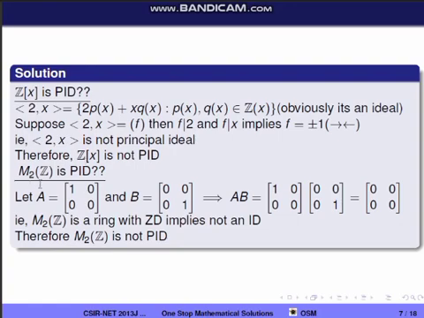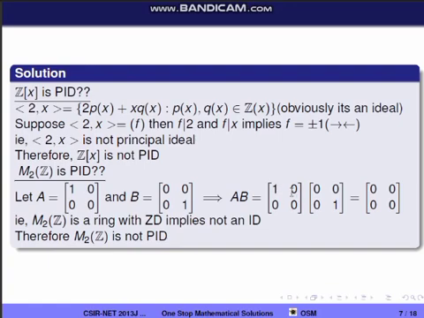Last option, M2(Z) is a PID, that is, 2 by 2 matrices whose elements come from integers. So this also fails to be an integral domain. So I am taking two non-zero elements from that: A is equal to [1 0; 0 0] and B is equal to [0 0; 0 1]. Now I am multiplying both the matrices. When I multiply this, I am getting 0.